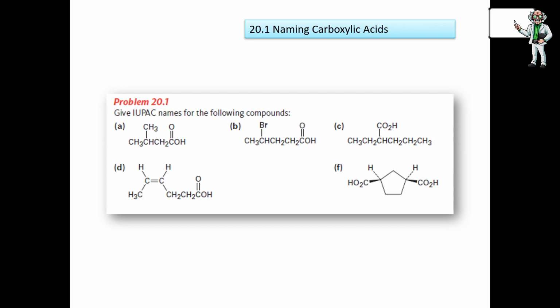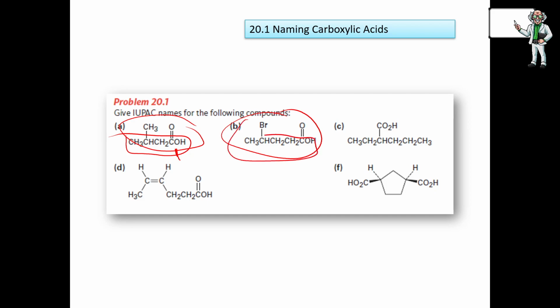Okay, well, we can name the following compounds. First one, the main chain will be a 4 carbon, butanoic acid, and then we put the substituent. We start counting from the acid: 1, 2, 3, so 3-methyl butanoic acid.